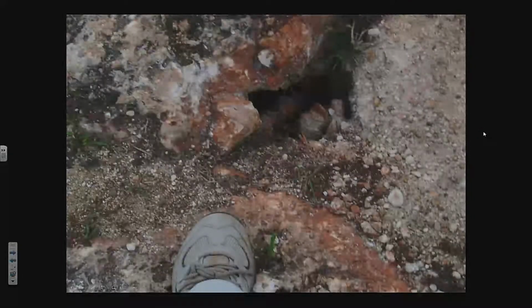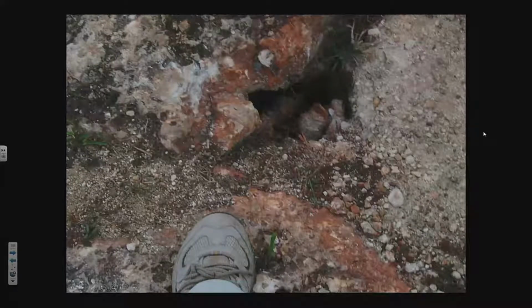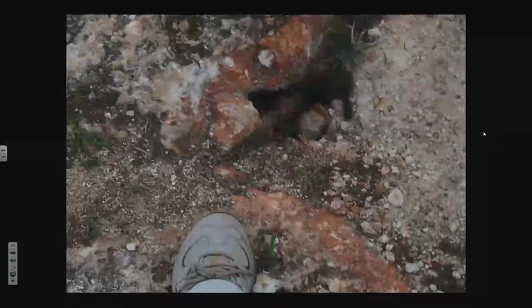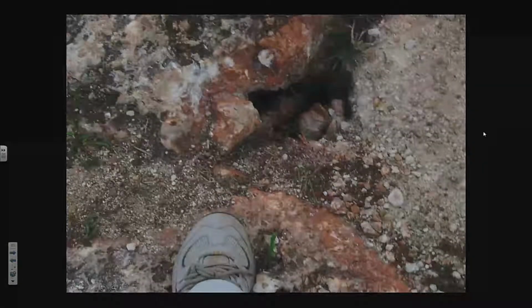This is what you'll see a lot in the areas we're working. This is a karst conduit. Some of them are large, some are small. Actually, I'm going to trim. Much better.